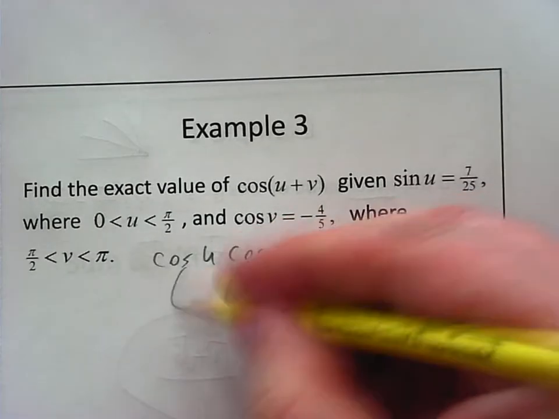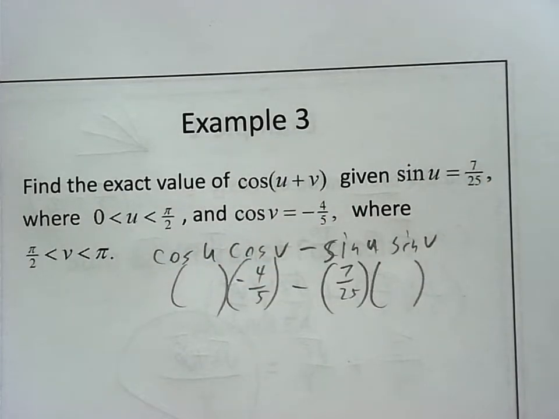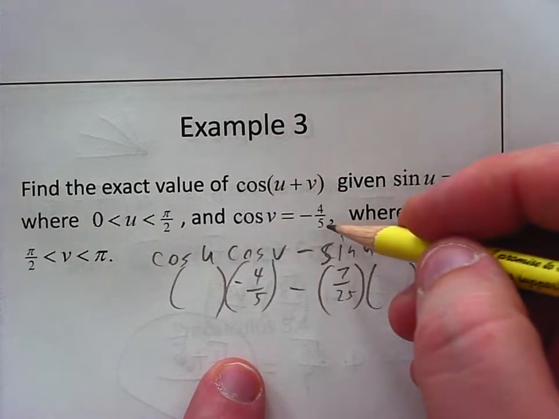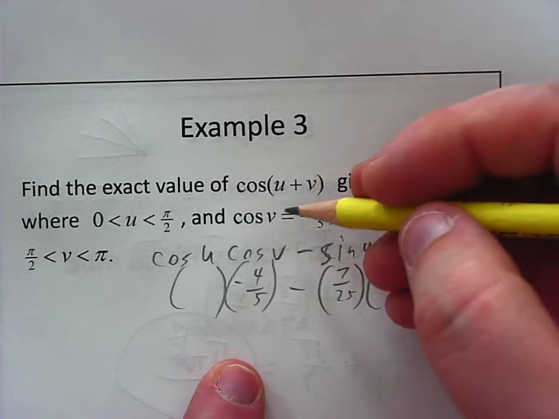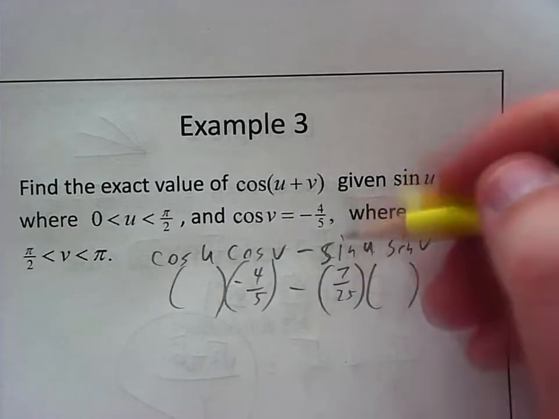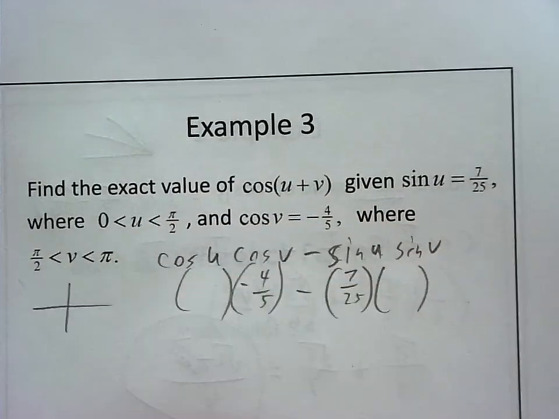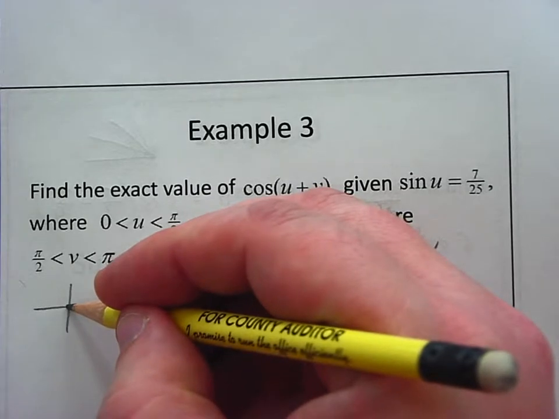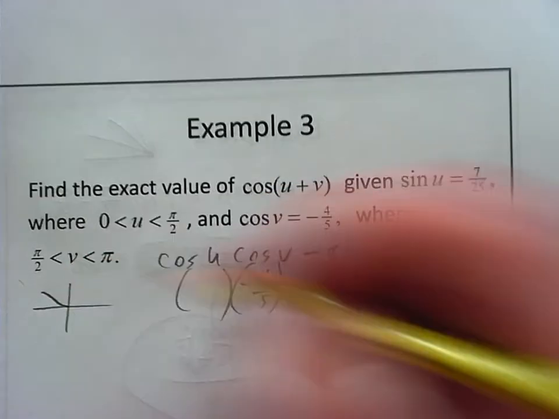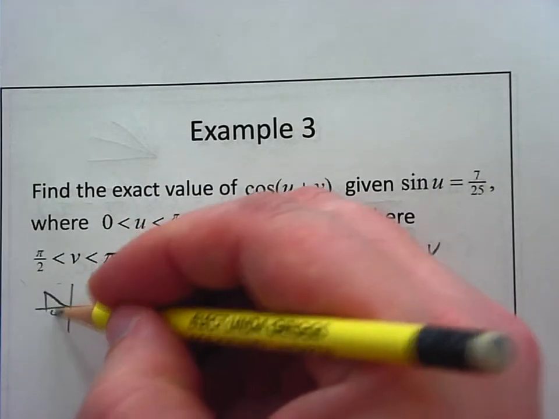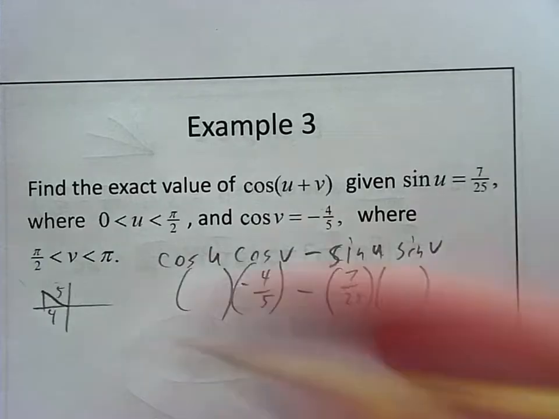The problem is here, I need to find these values. Now in order to do that, I need to think about what kind of triangles I'm dealing with here. Cosine of v is -4/5. Well then, cosine or sine of v, I should say. If I actually draw this triangle, we're between pi over 2 and pi, so we're in this quadrant. -4/5 means I'm going to go over here somewhere, where I have adjacent over hypotenuse is 4/5. The other side then has to be 3.